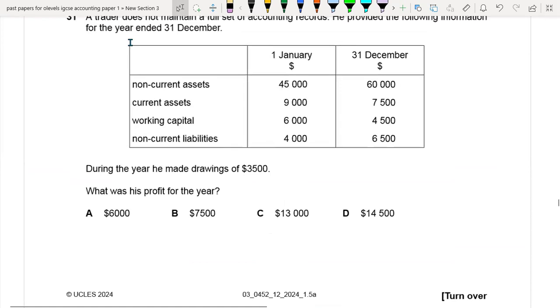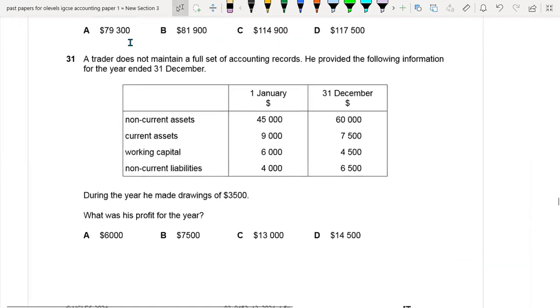Okay. So now let's see this question. The question is that a trader does not maintain a full set of accounting records. He provided the following information for the year ended 31st December. As you can see, we have the year start information and year end information. The information is about the non-current assets, current assets, working capital, and non-current liabilities. During the year, he made drawings of $35,000. What was his profit for the year?